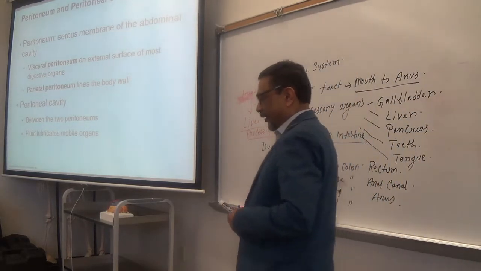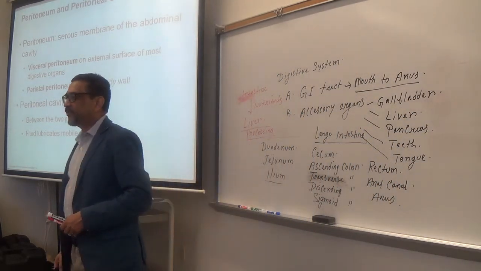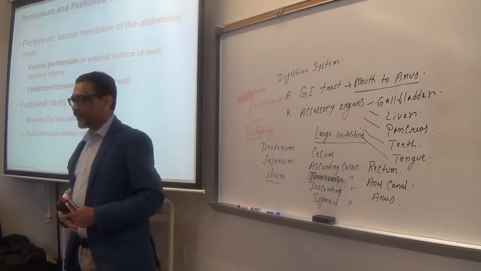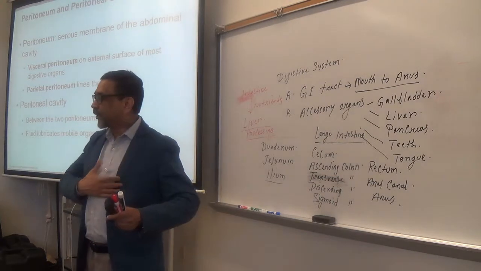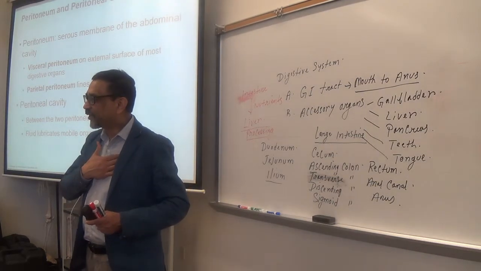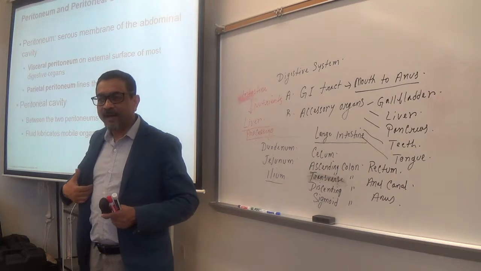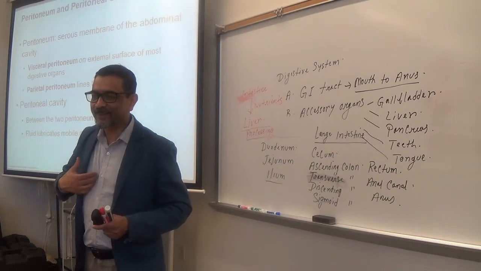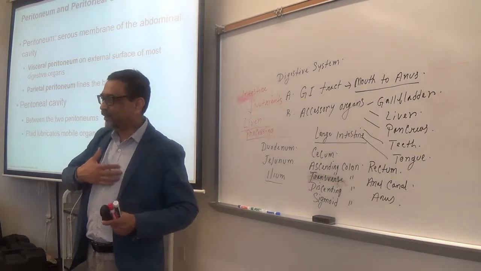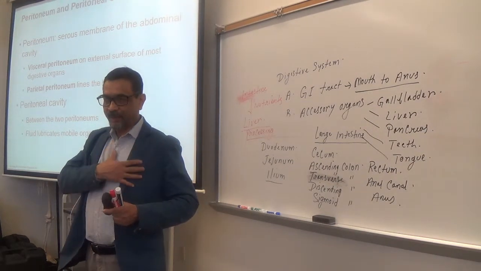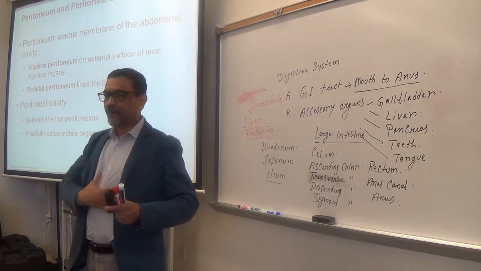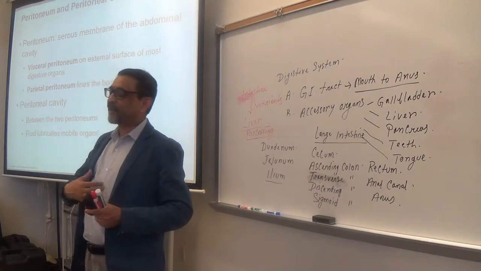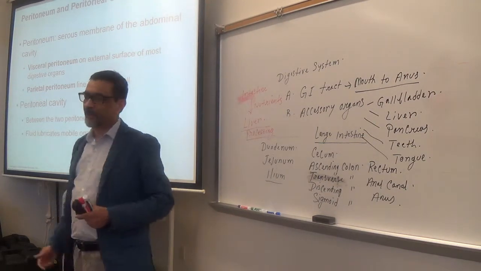Peritoneum is the covering of your abdominal organs. Now you already know the covering of the heart is called what? Pericardium. Covering of the lung, pleura. Right? Remember that? So pericardium and pleura are the coverings of your heart and lungs. Now your abdominal organs are covered by peritoneum. Okay?